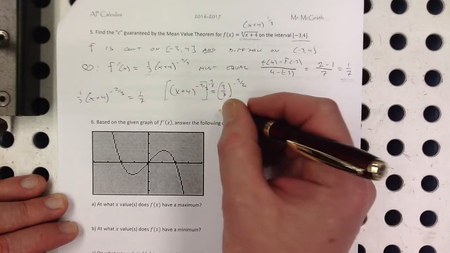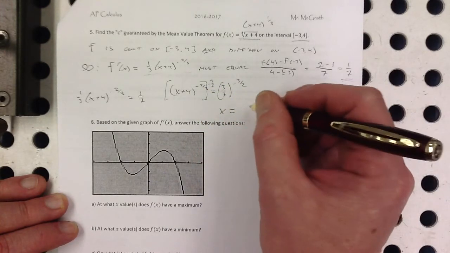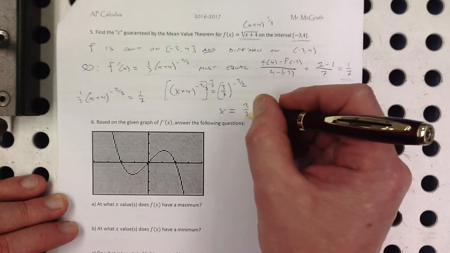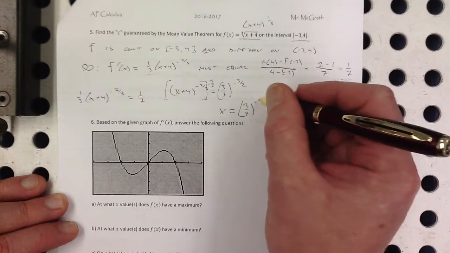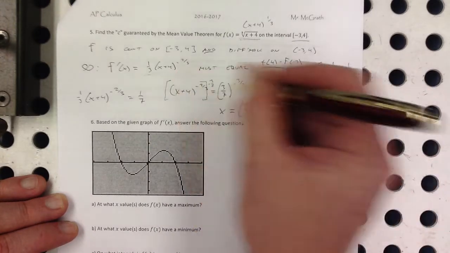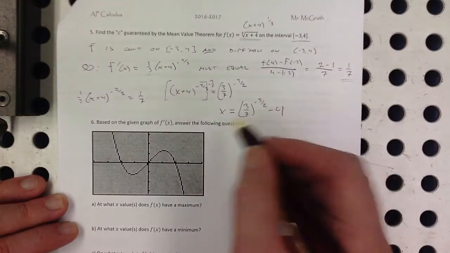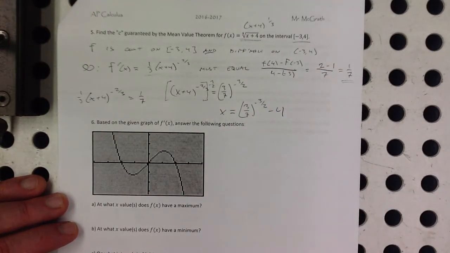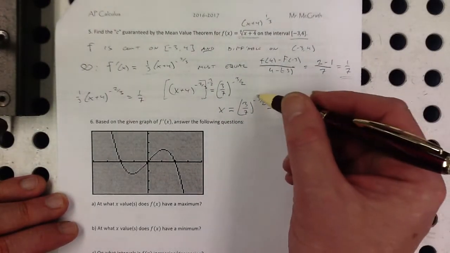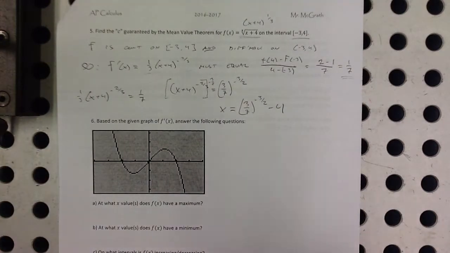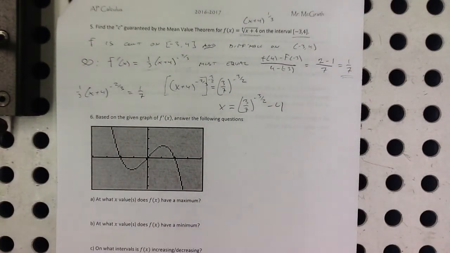That will cancel those out. So x is equal to 3/7 to the -3/2 minus 4. There's different ways you can mess with that. You could say that it's 7/3 to the +3/2 if you want to, but that's okay to write it like that.